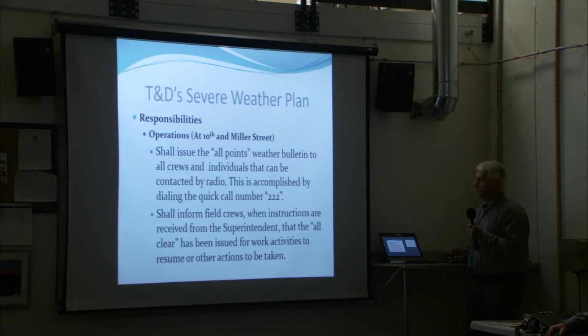The responsibility of operations at 10th and Miller: shall issue the all points weather bulletin to all crews and individuals that can be contacted by radio. This is accomplished by dialing the quick call number 222. Shall inform field crews when instructions are received from the superintendent that all clear has been issued for the work activities to resume or other actions to be taken.